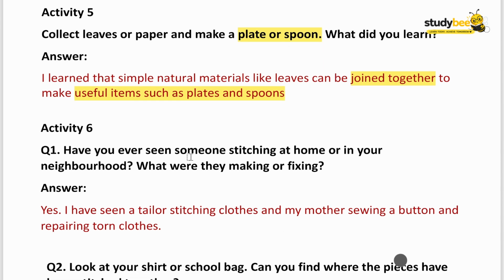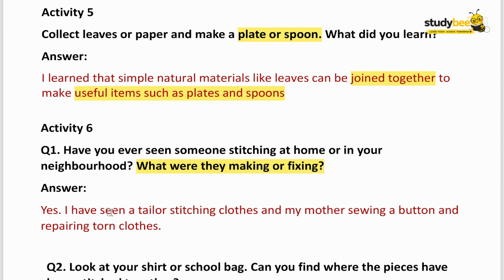Activity 6. Have you ever seen someone stitching at home or in your neighborhood? What were they making or fixing? क्या आपने किसी को अपने घर में या neighborhood में स्टिच करते हुए देखा है? So if they were stitching, what were they making or fixing?